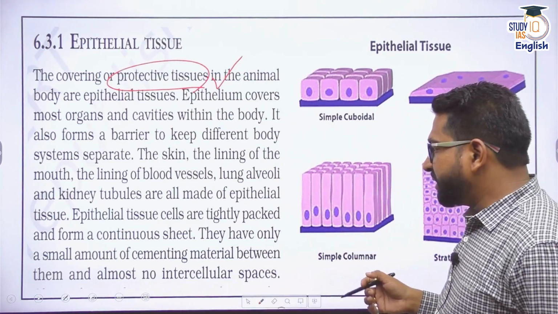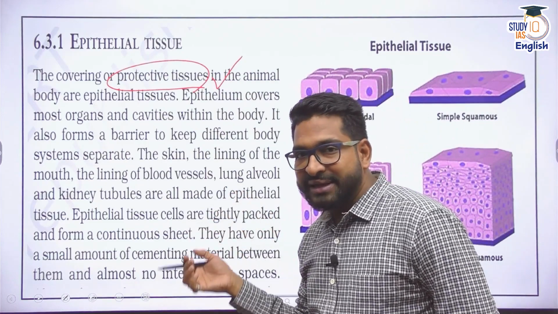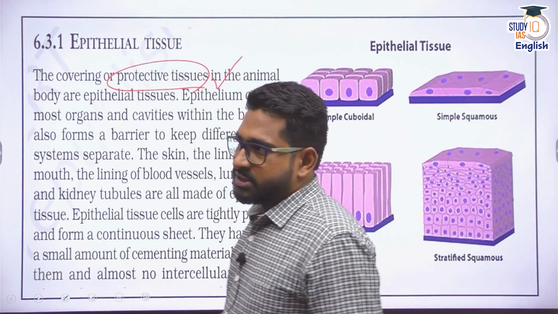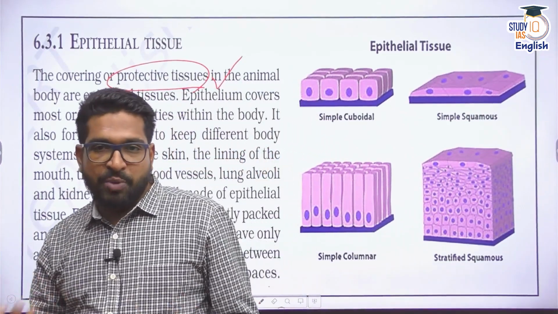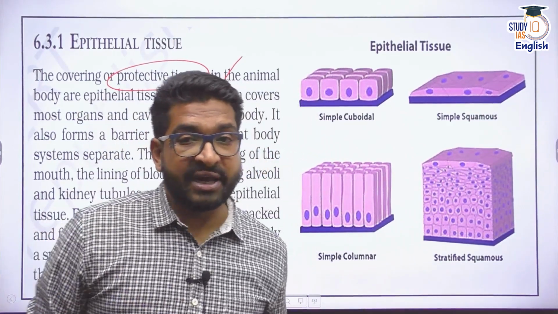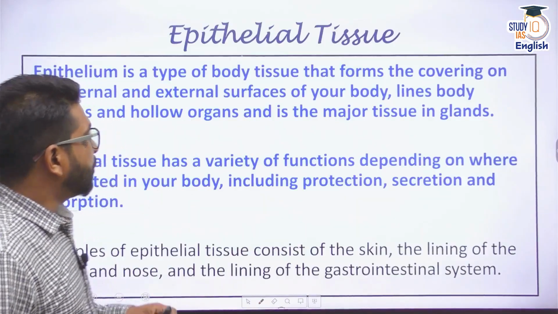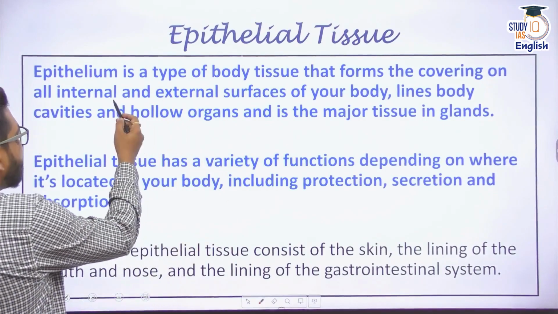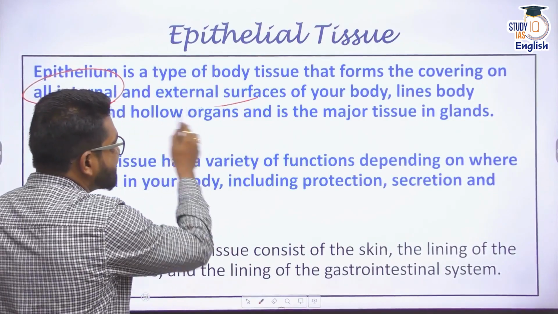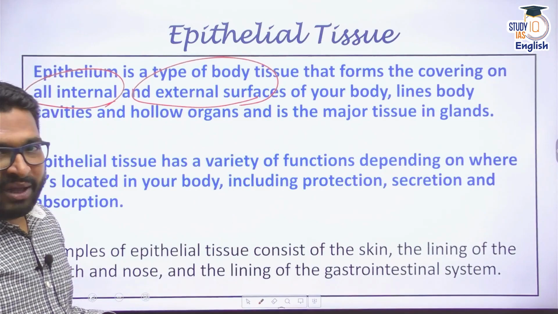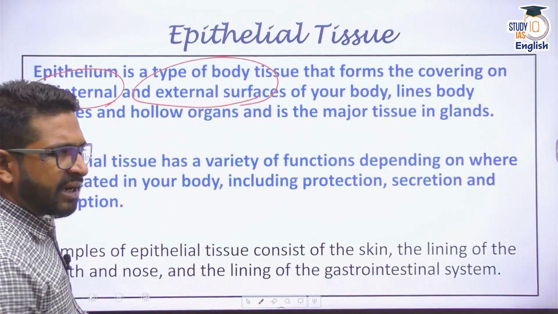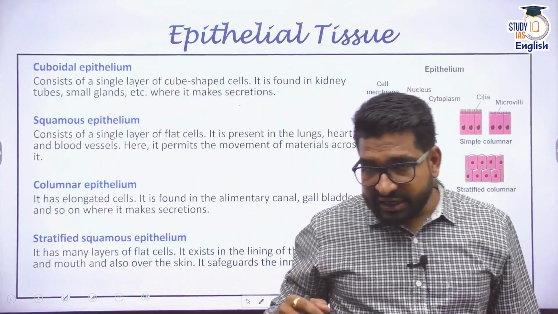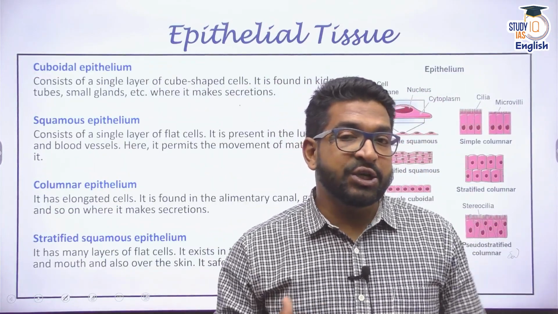Epithelial tissues are all made up of epithelial cells which have specific functions. Some might protect you, some help in secretion, some help in absorption, some help in filtration. There are so many different kinds of epithelial tissues. As I told you, epithelium is a type of body tissue mainly forming the internal covering as well as the external surface covering. Many of your glands have epithelium and they have different kinds of functions. We'll talk about them one by one. But what are the different kinds of epithelial tissues found?